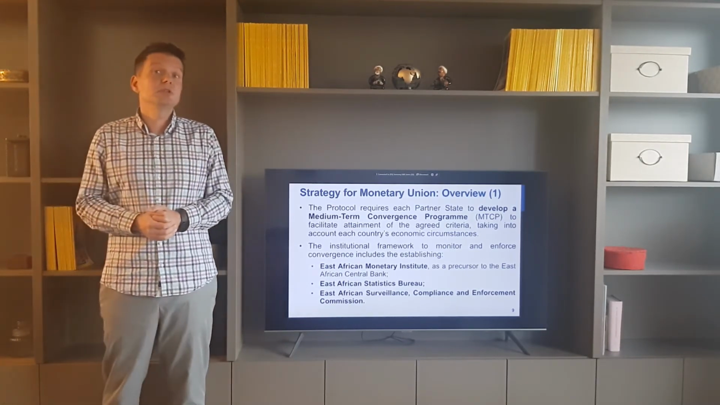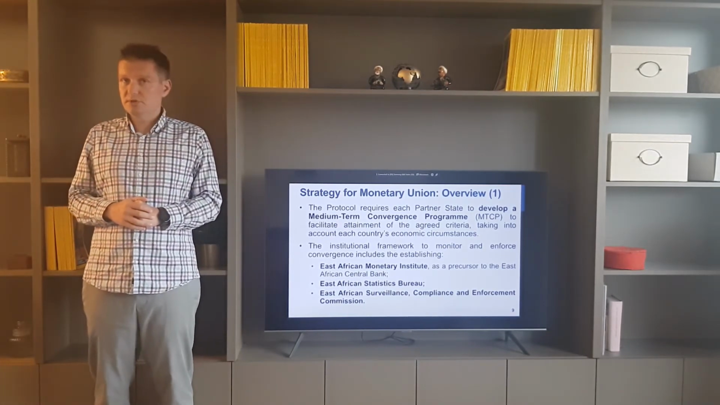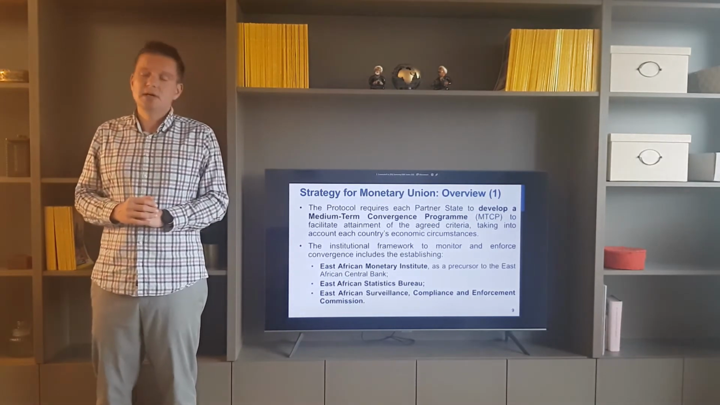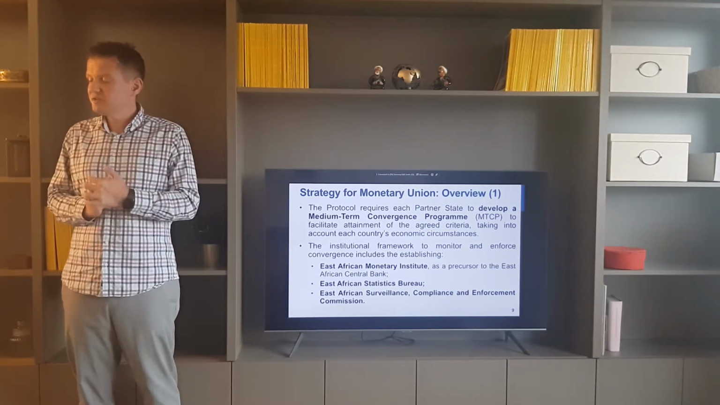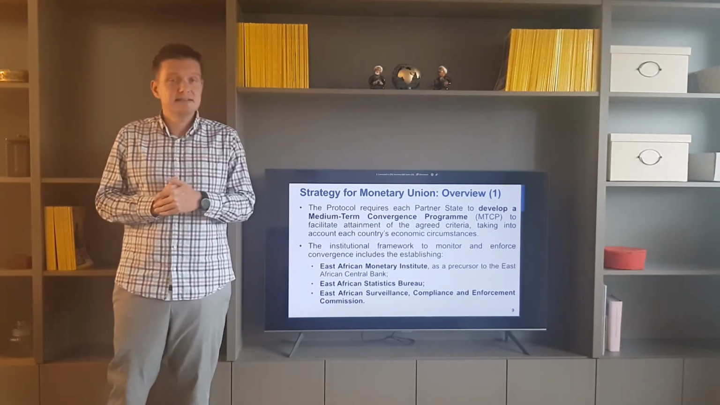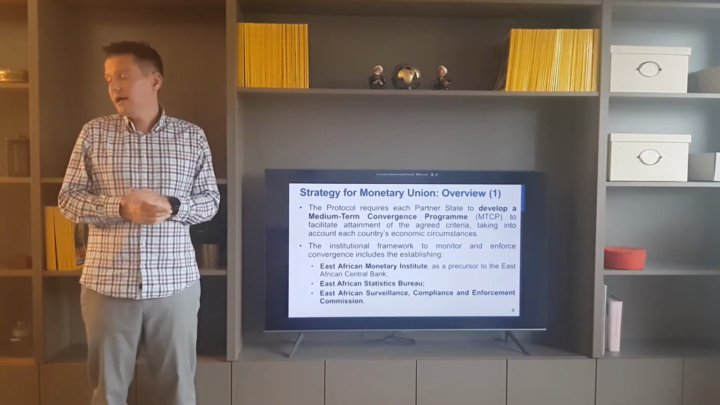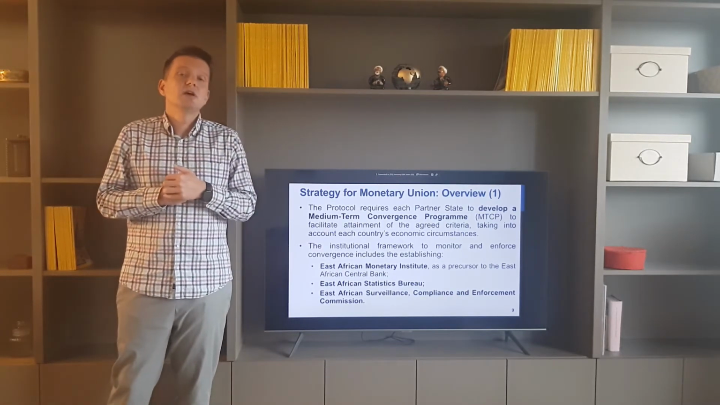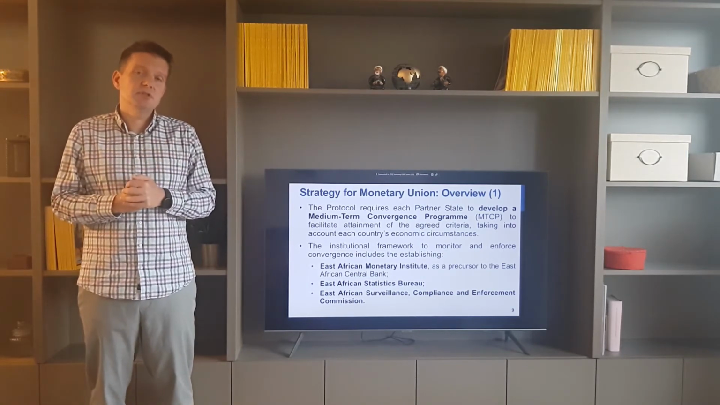The East African Community will also need to set up a statistical bureau, which will need to track these important macroeconomic indicators. Another East African institution will be the Surveillance, Compliance and Enforcement Commission, because, as we know from the example of Greece, surveillance, compliance and statistics are some of the key issues when we talk about the strength of the monetary union.